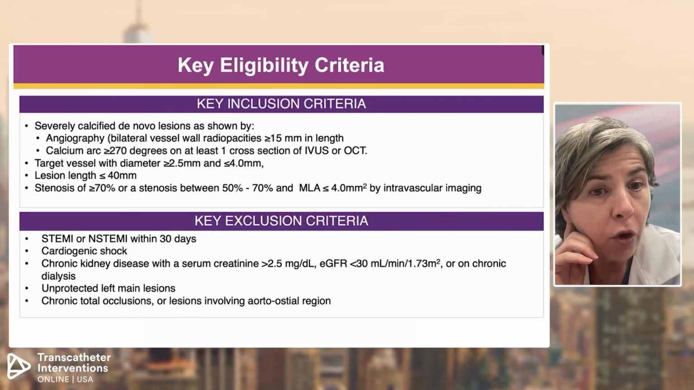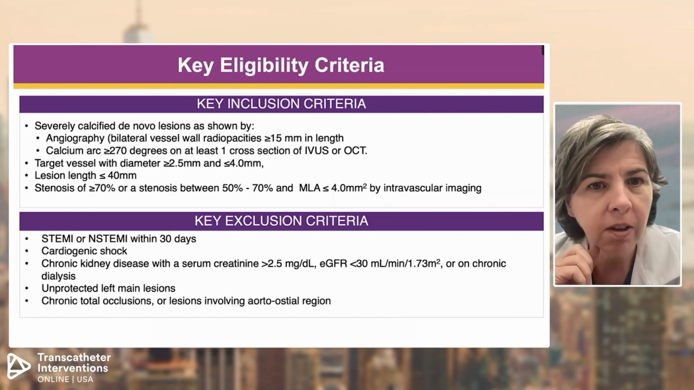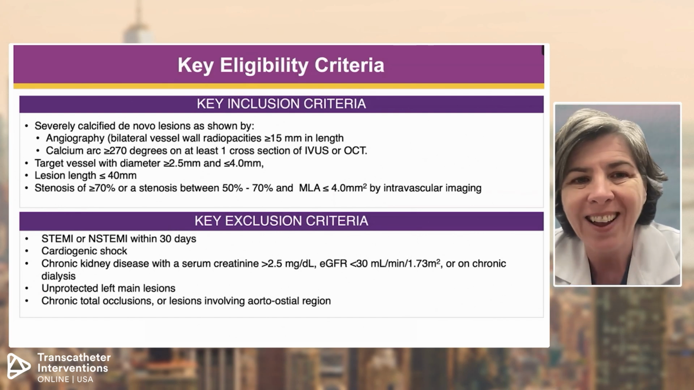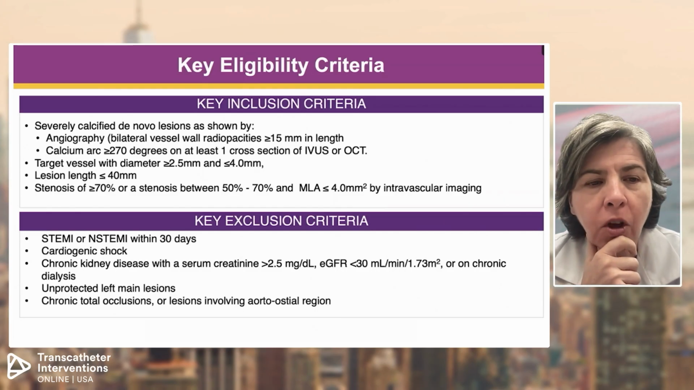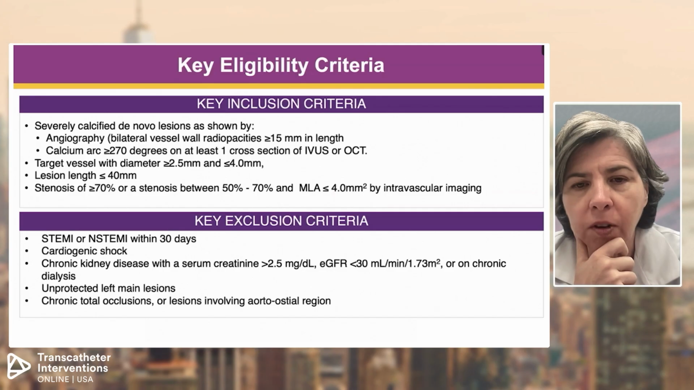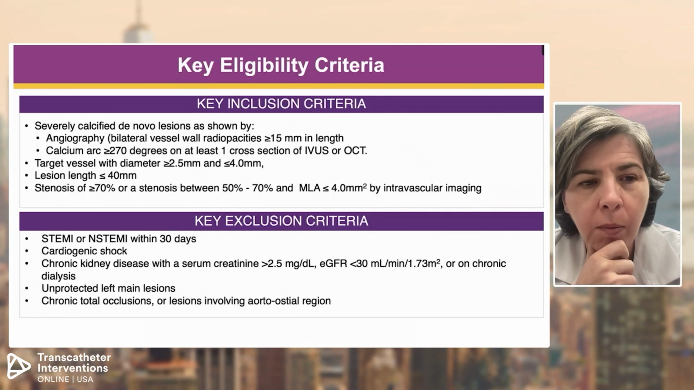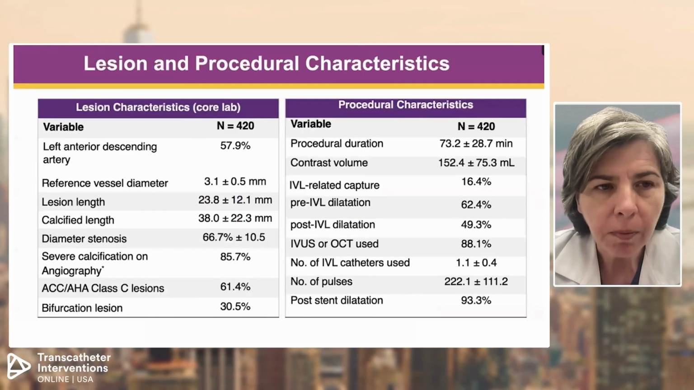What you'll see when you look at all these IVL-based trials is they're largely modeled on the design of the Disrupt trials, which was the IDE trial for the original Shockwave device. So severe calcified de novo lesions, defined either angiographically with radiopacities on both sides of the vessel wall over 15 millimeters, or an arc of calcium greater than 270 degrees on IVUS or OCT. Vessels had to be 2.5 to 4 millimeters, lesion length less than 40, and the stenosis had to be greater than 70% or have an MLA of less than 4 on imaging. And you can see the usual exclusion criteria for these types of trials.